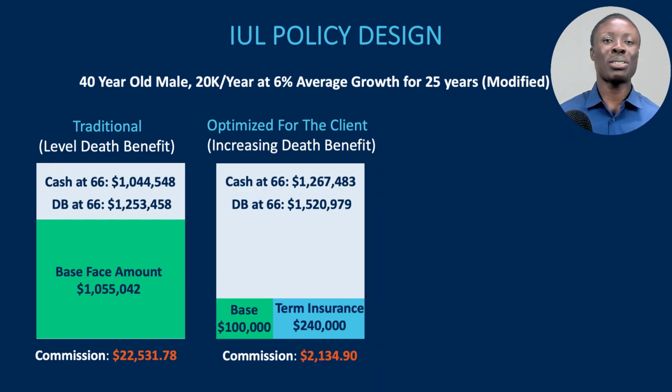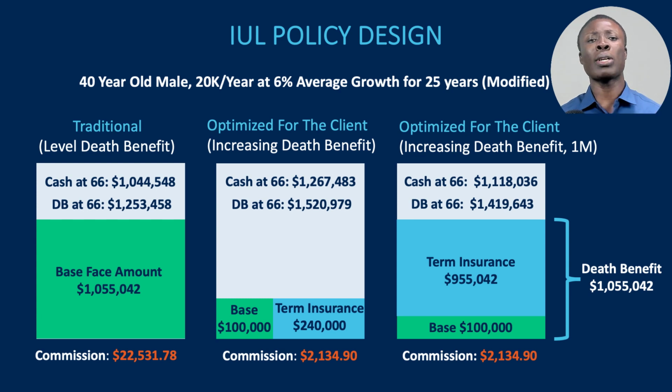Now, I brought these two designs from the previous slide. So we have the traditional design and optimized for the client design with the base of $100,000 and the $240,000 term insurance. Now, if you wanted more death benefit, this is what we could do. We could blend in more term insurance all the way up to $1,055,000, matching the traditional design. But guess what? The commission remains the same since no commission is paid on the term insurance.